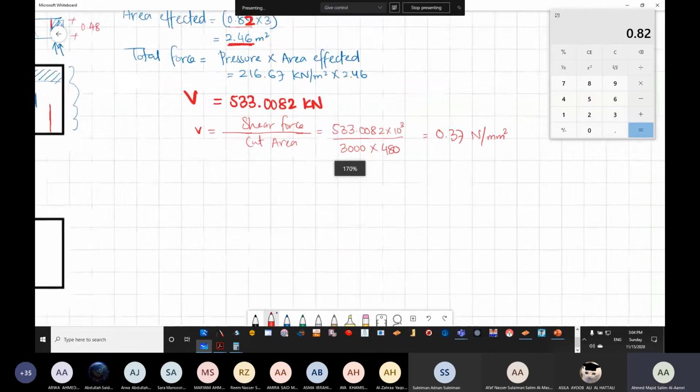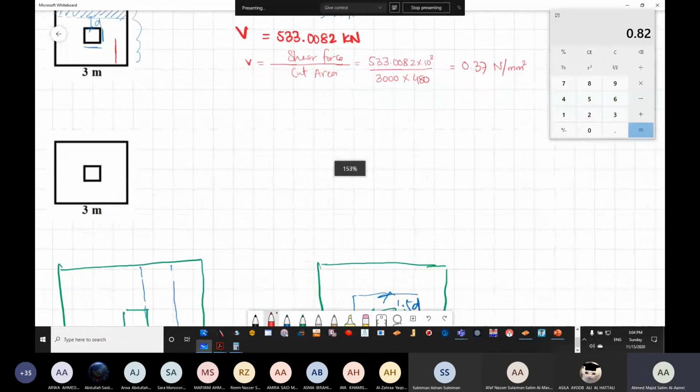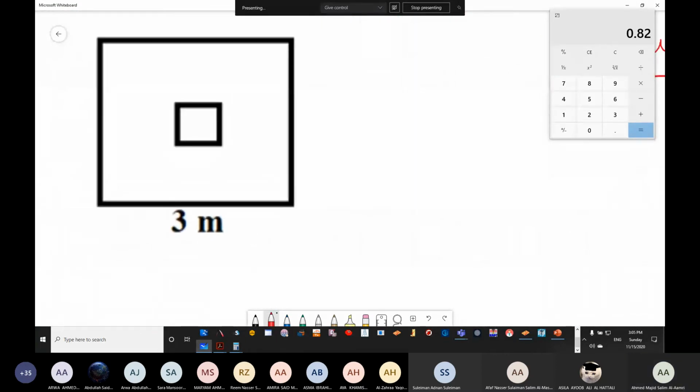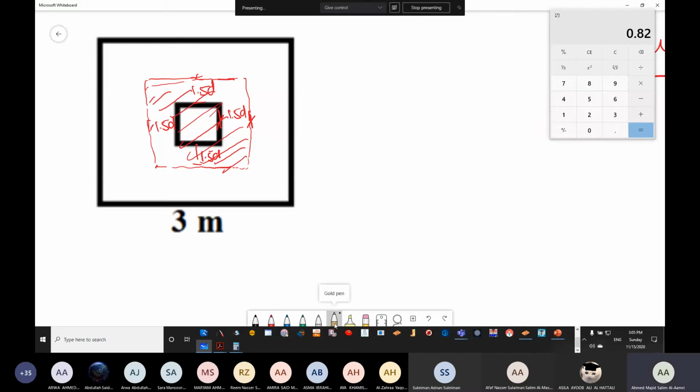Now going for the case of two-way. What we have said, we need to keep 1.5D, and then 1.5D, and then 1.5D, and then 1.5D. So we are going to have some kind of this shape. This particular portion will go down, and then this particular portion will go up.